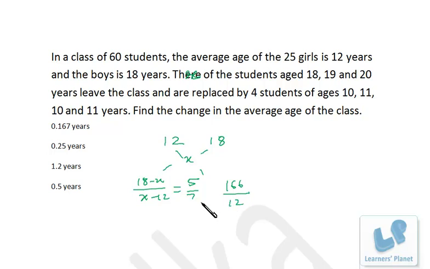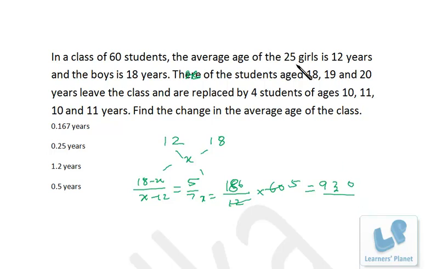So that is the average. But since 3 students are leaving and 4 are joining, we need to find out the total, right? I'm sorry, it is 186, 126 plus 60, so 186 times 5 is 930. That is the total of the class.